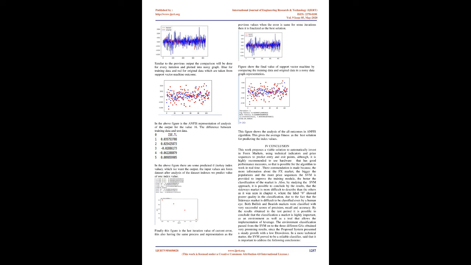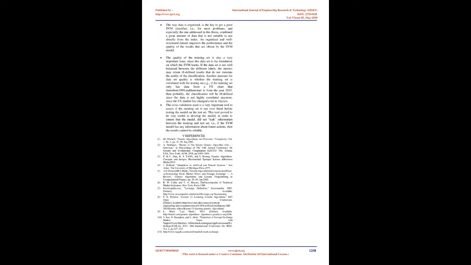In the above figure there are some predicted TL, Turkey index values, which we want as the output. The input values are the Forex dataset. After analysis of the dataset indexes, we predict the value of one index. Finally, this figure is the last iteration value of the current error, which also has the same process and representation as the previous values. When the error is the same for some iterations, then it is finalized as the best solution.